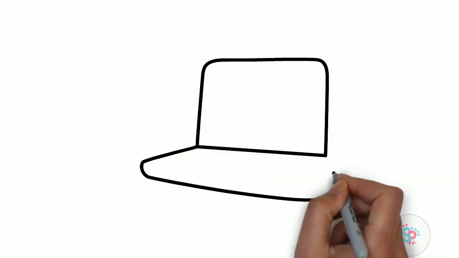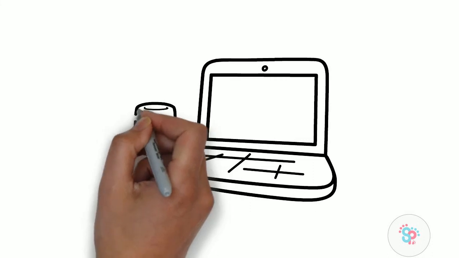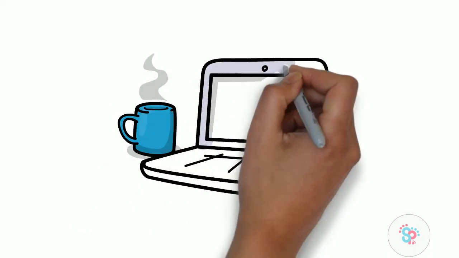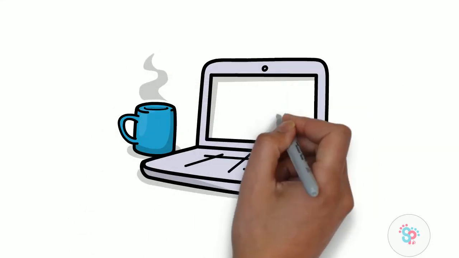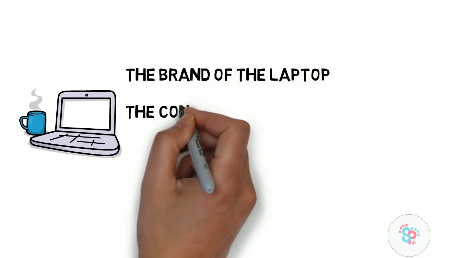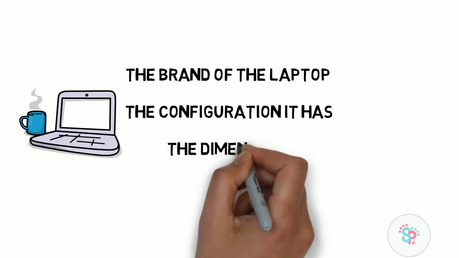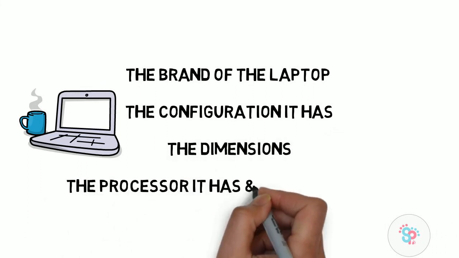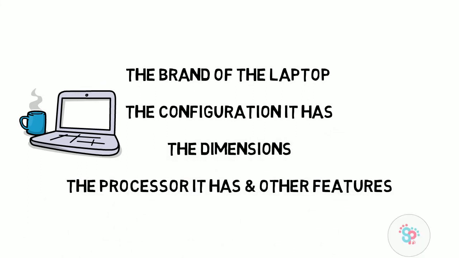And the characteristic or attribute of an object, in sense, let's take laptop as an object for this example. Then the characteristic of a laptop may be the brand of the laptop, the configuration it has, the dimensions, the processor it has, and other features and things like that. This is what the characteristic or attribute mean.